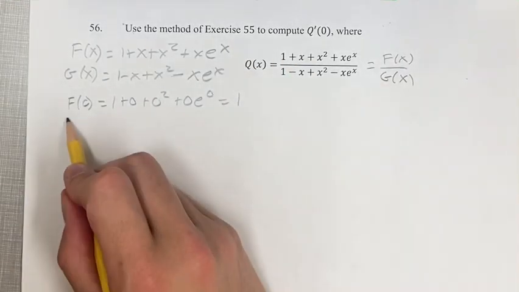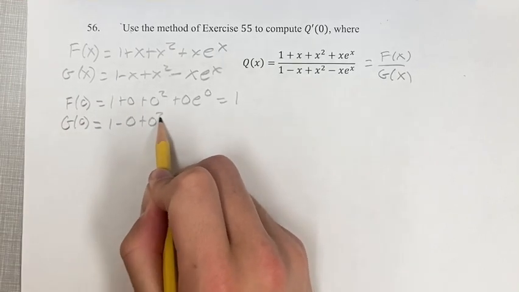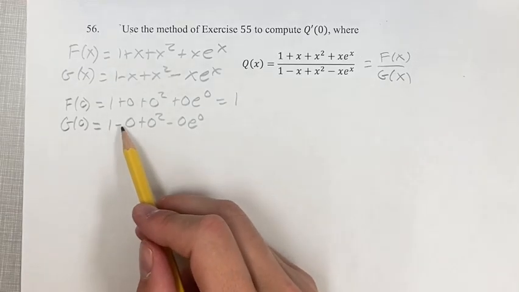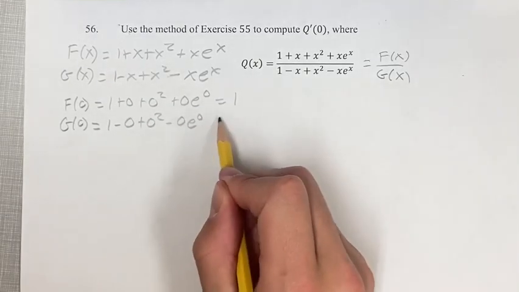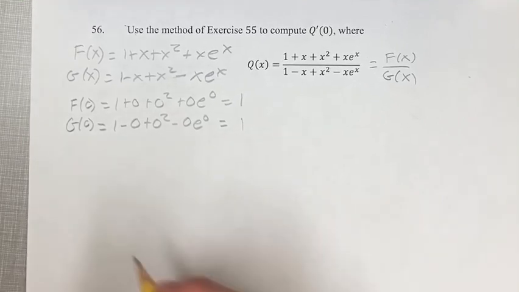So f of 0 is 1. G of 0, we have 1 minus 0 plus 0 squared minus 0 times e to the 0. Similar thing, we have 1 minus 0 plus 0 minus 0. None of those zeros change anything, so g of 0 is just 1.